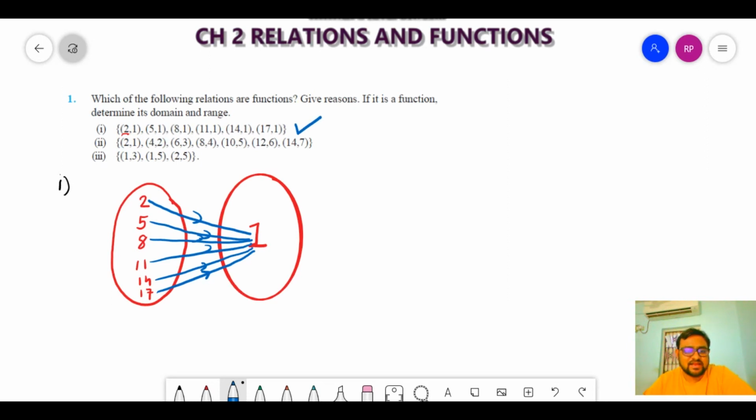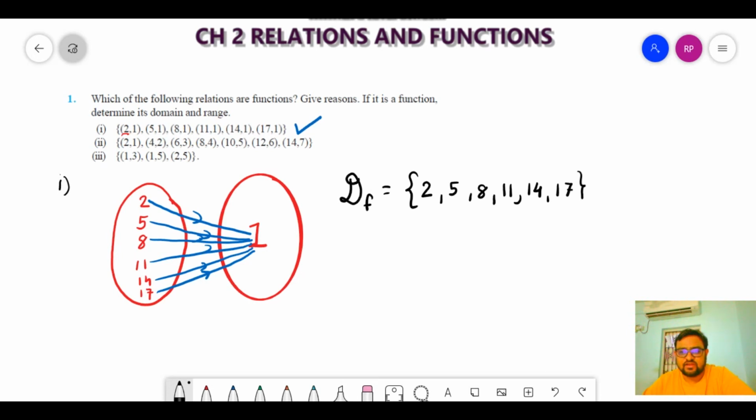Okay, now let's write down its domain and range. The domain of the function will be equal to all the first elements of the ordered pairs, that is 2, 5, 8, 11, 14, 17. Clear? And the range of the function, that is the second element, is only 1. It is common in every ordered pair. So this is the domain and the range of the function. Clear? So note down the first part of question number 1.